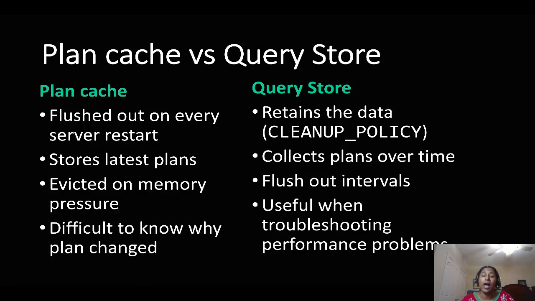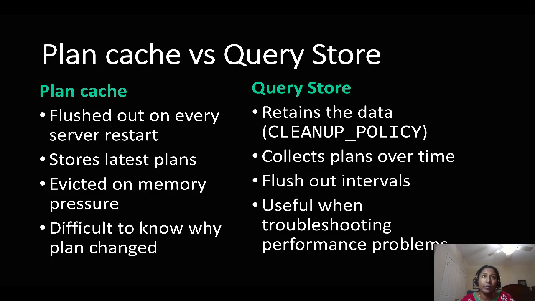But the query store collects the history of the information, and as the data is saved inside the primary data file, stored on the disk of the database, it will only flush out the old data once the cleanup policy has been reached. It saves all the history of the information, and it isn't affected when you restart the SQL Server. All the data is still there inside the query store. Plan cache will save the latest plans, but query store will collect the plans over time.